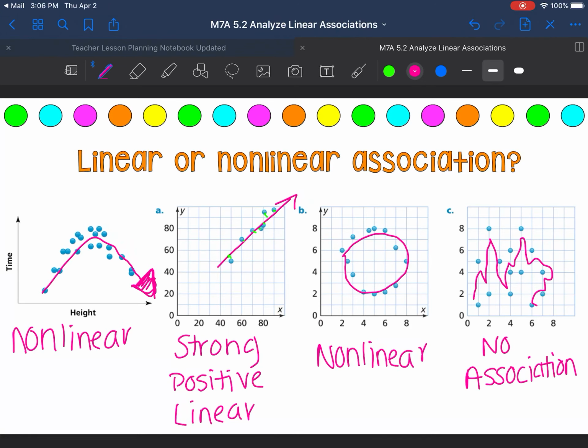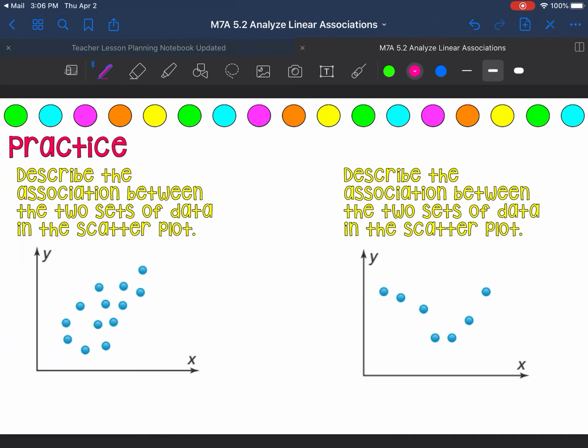All right, guys, and that is all of our lesson. Now let's do some practice problems so we can get even better at this. So let's take a look. Our first practice problem says, describe the association between the two sets of data in the scatter plot.